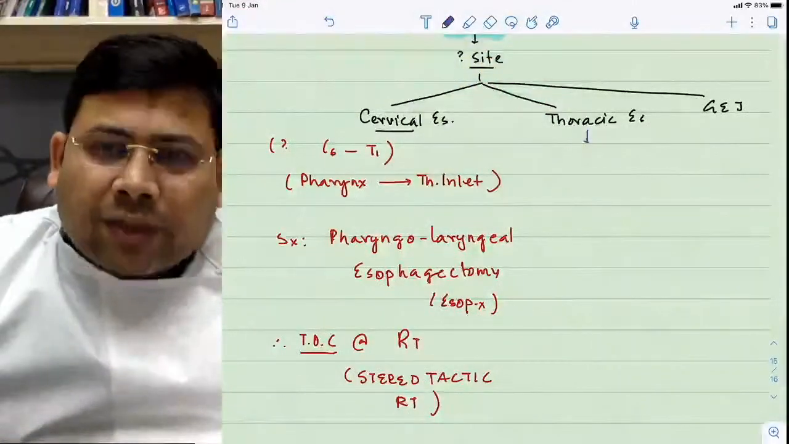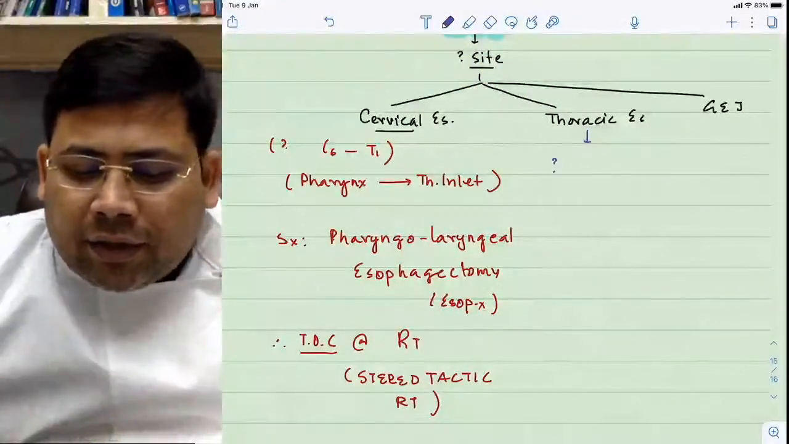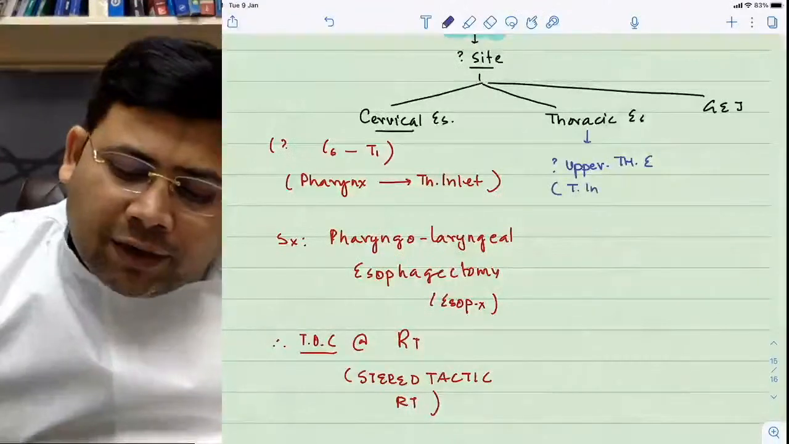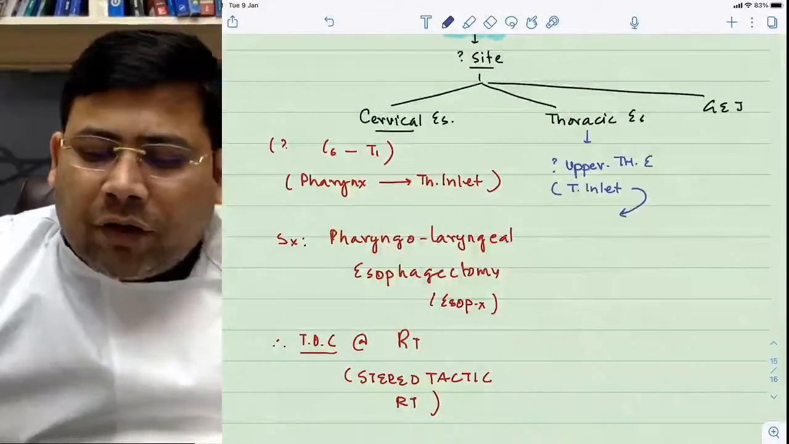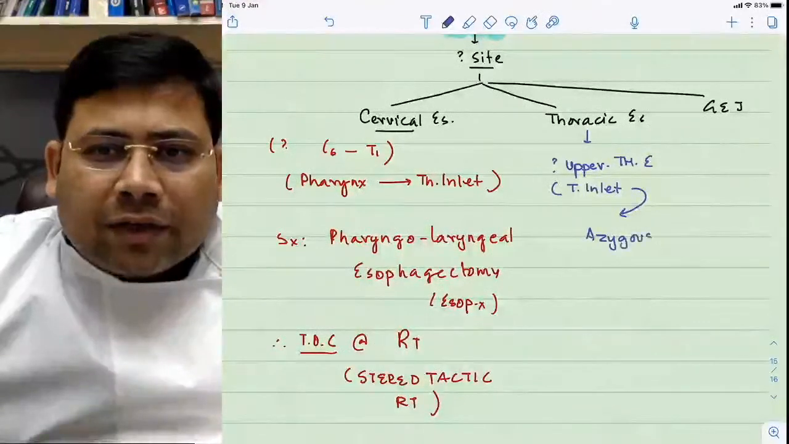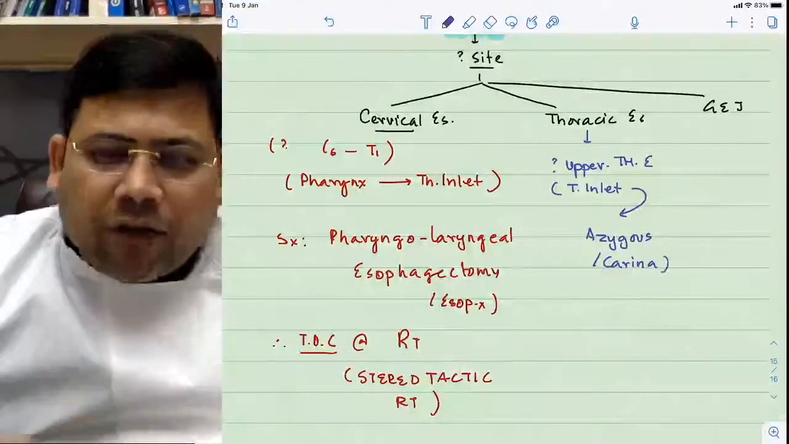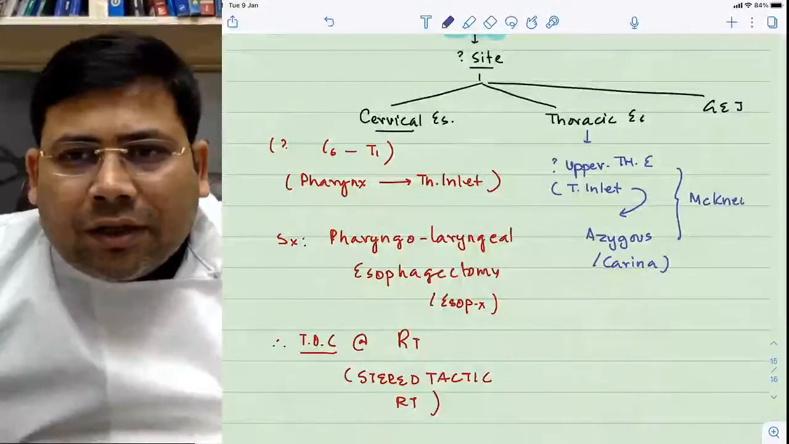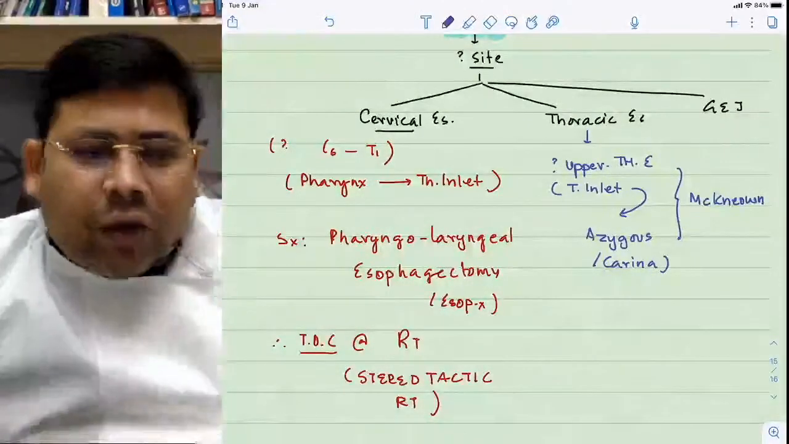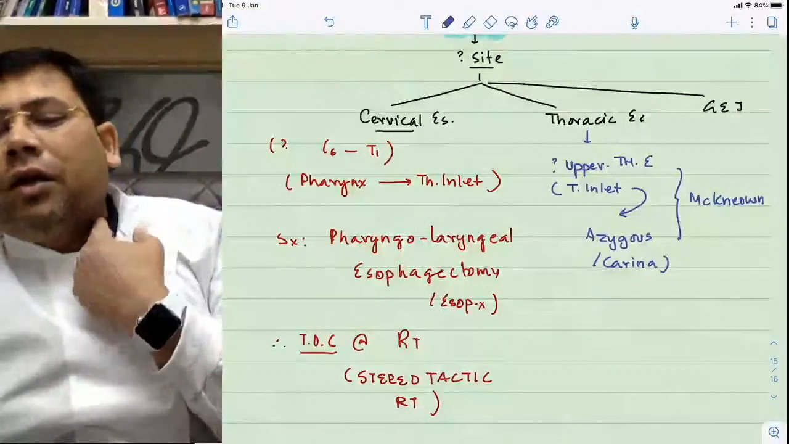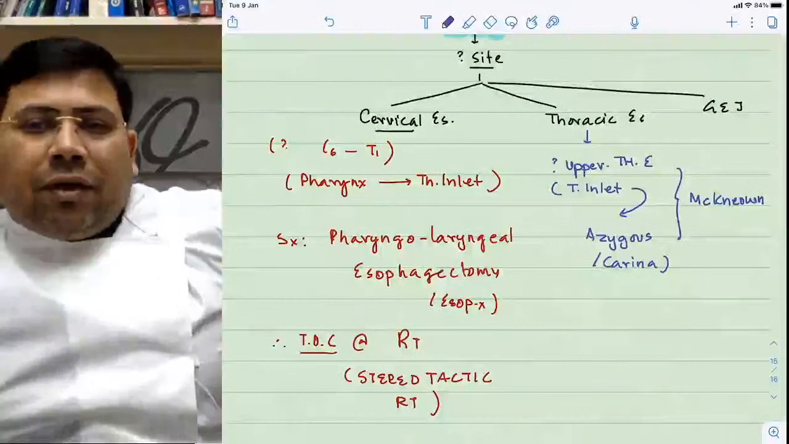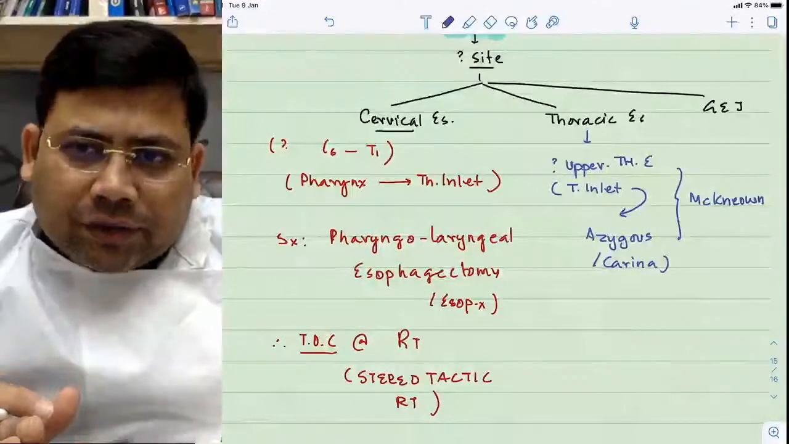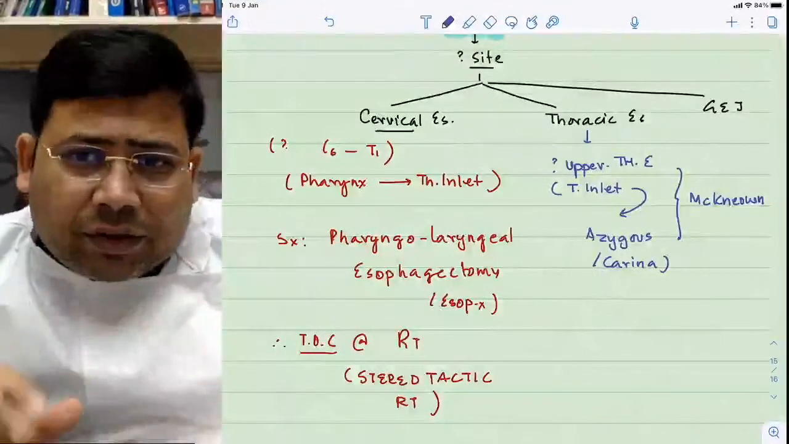Next, when we talk about thoracic esophagus, the question is, where in the thorax? It could be upper thoracic esophagus. What do you mean by upper thoracic esophagus? This is from the level of the thoracic inlet up to the level of the azygos, or you can say carina. Yes or no? For them, the surgery that we do is McKeown's tri-incisional surgery. What is McKeown's? We make three incisions: a left cervical, a right posterolateral, and an upper abdominal vertical, basically a laparotomy-like incision.